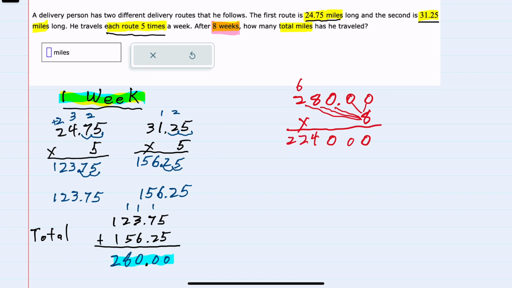And now with multiplication, again, I need to figure out where the decimal goes. There were 2 decimal places in the numbers being multiplied. So I would need to move this decimal 2 places. In 8 weeks, the delivery person will have driven 2,240 miles.